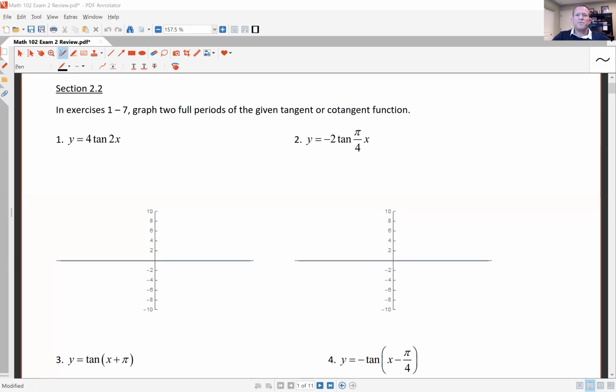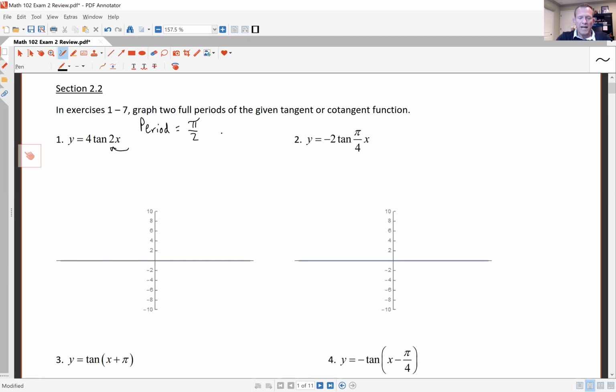This video covers the review exercises for section 2.2: graphing tangents, cotangents, secants, cosecants. When graphing tangent functions, we have to remember that their period is pi. And if you change the period on the basic tangent, like tangent 2x, then the new period becomes pi divided by 2.